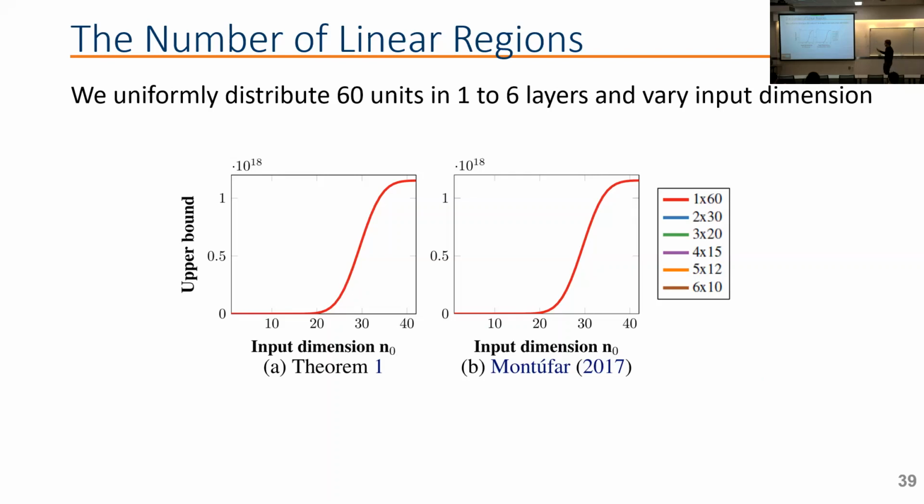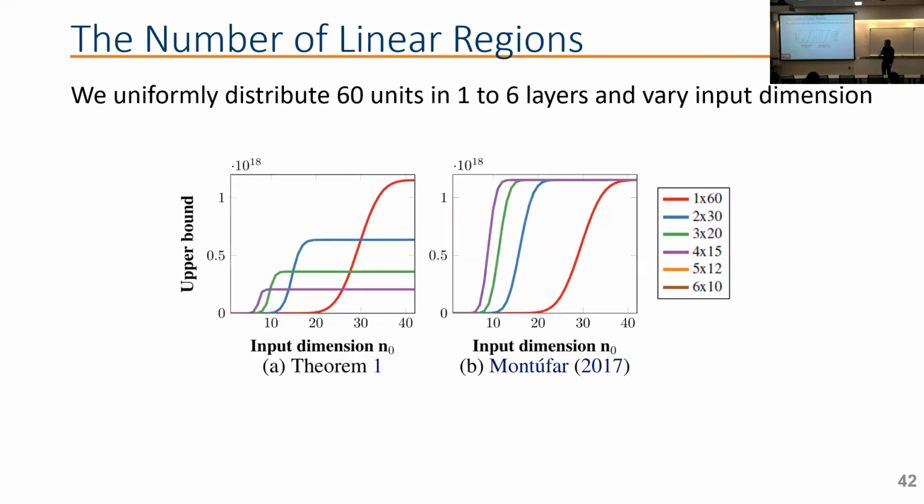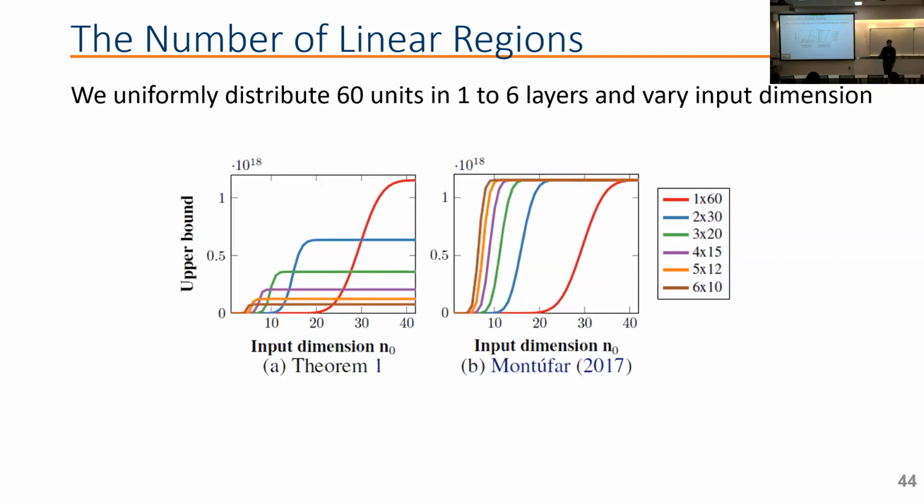And here we're comparing what we got on the left with the best possible, with the upper bounds that were known by the time. Both of them are the same for a shallow network, 60 neurons in one layer, basically because this is a tight bound. There's nothing to improve here. When we talk about 2 layers, 30 neurons each, and we keep moving on to 3 layers, 4 layers, 5, and 6, things are a little different now.